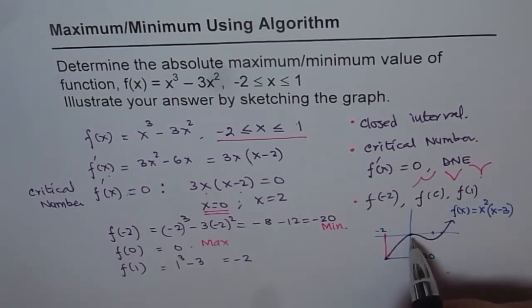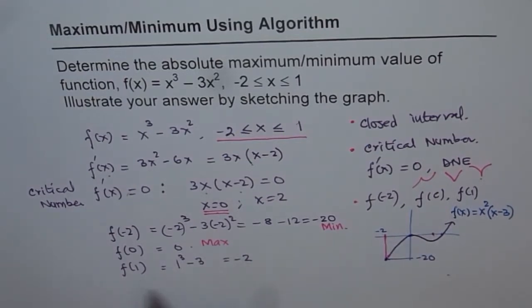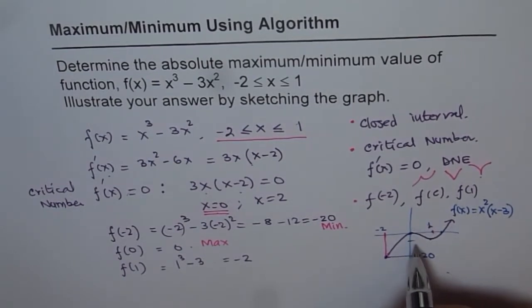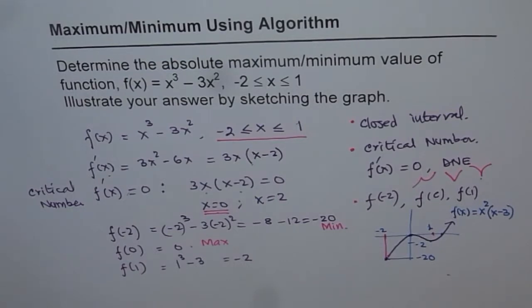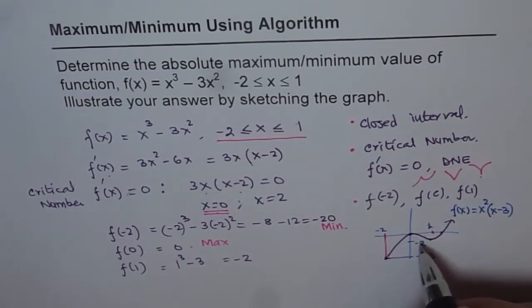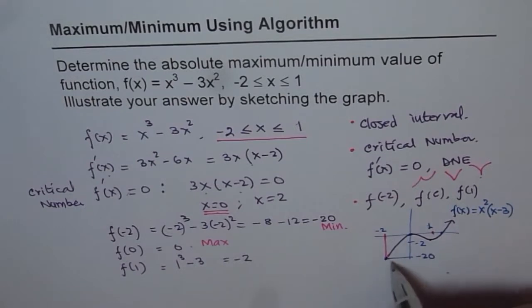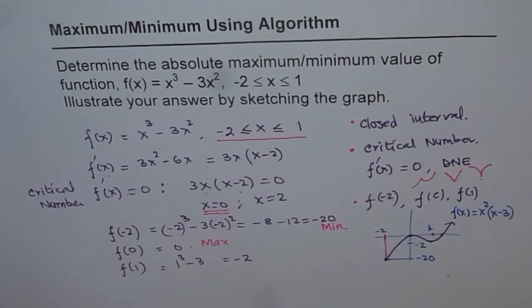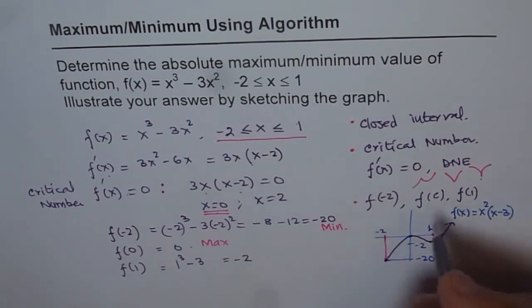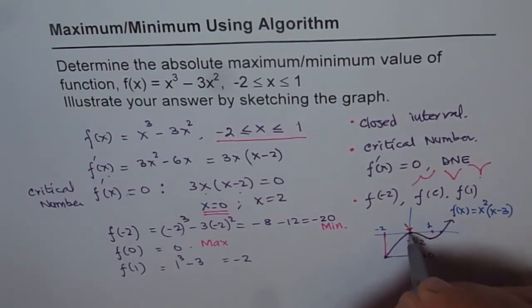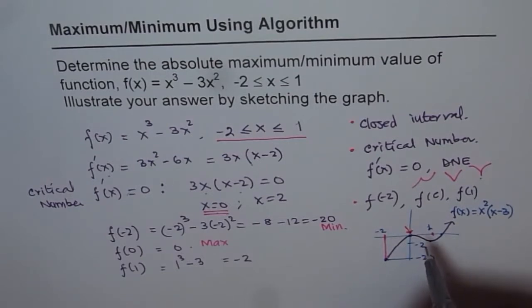And then we have a maximum here, which is at 0. And then at 1, this is 1, and the value at 1 is minus 2, right? So that minus 2 happens to be a much lower value than 0, but it is higher than the value at minus 20. So from here, you can clearly see that we do have a maximum at 0 within this interval.